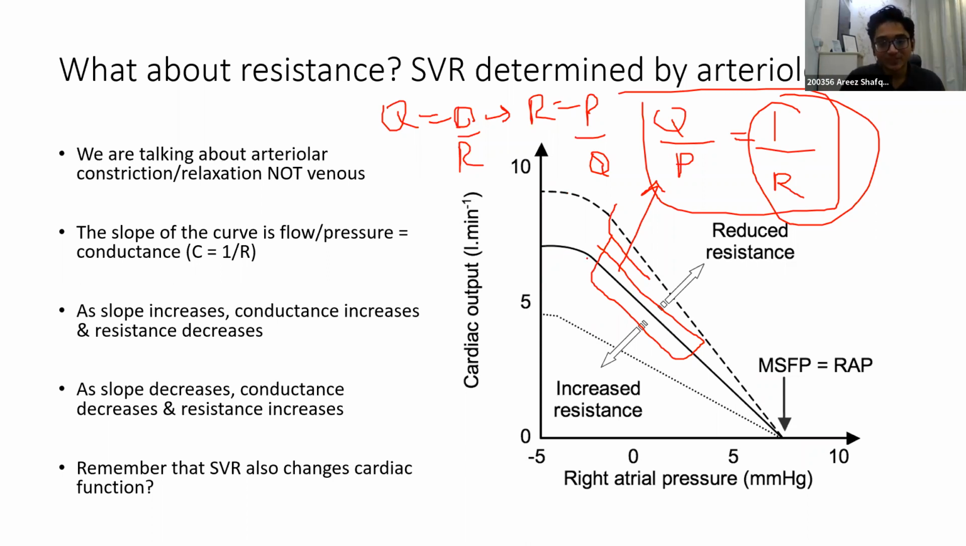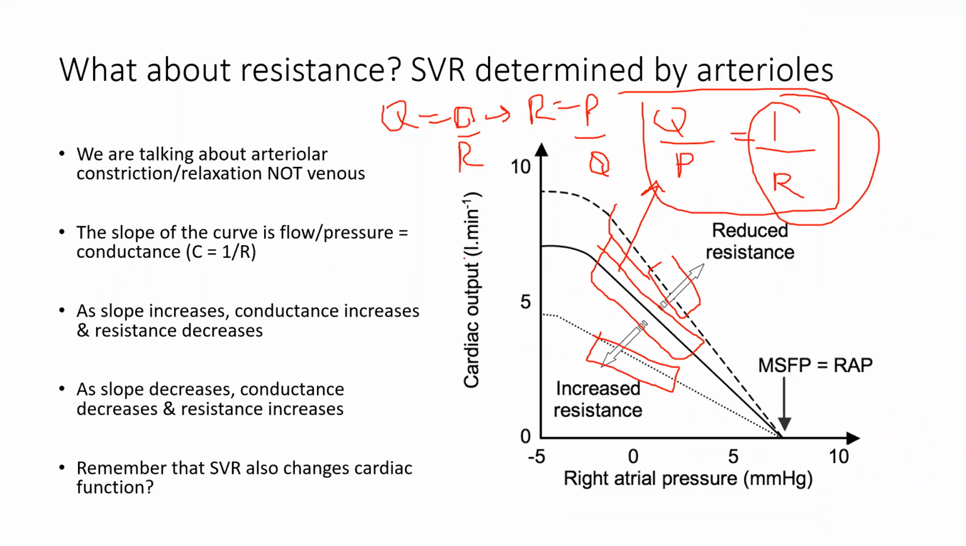So the slope of this curve is telling us conductance, because this is 1 over resistance. When I increase the slope, I increase the conductance, therefore I decrease resistance. If I decrease the slope, I decrease conductance, that means I've increased resistance. This is a bit of a tricky concept. Does that make sense, or should I repeat?